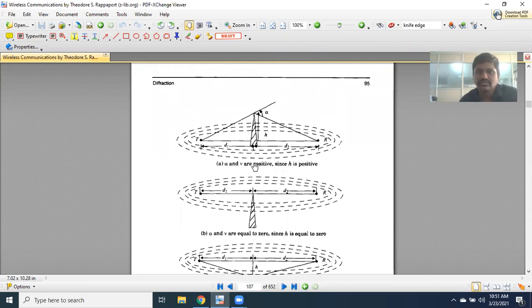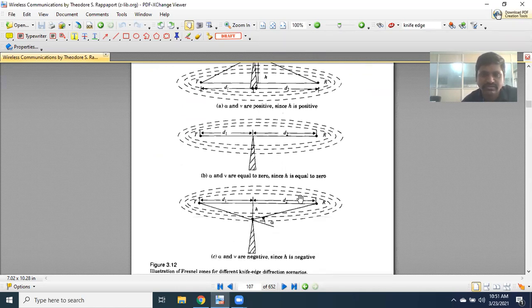So this is the value of alpha and V. Both are positive when the height is positive, and both are equal to 0 when the height is equal to 0, and if it is negative, then the calculated values of alpha and V are negative.